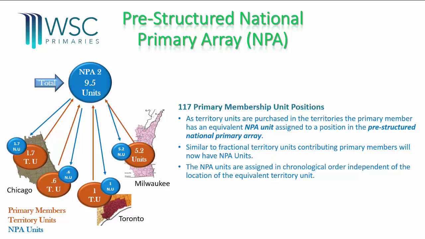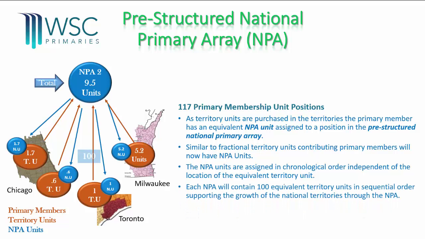Now this process will continue and it can go all around the country until that National Primary Array position number 2 is filled with 100 units. Now we move on to National Primary Array 3 and we start at 0 units, and it starts filling up again as more and more territory units are purchased. And this process will continue throughout the whole pre-structured National Primary Array.